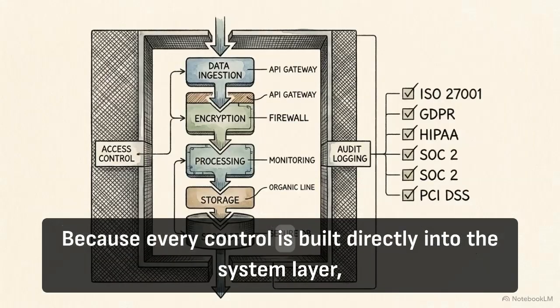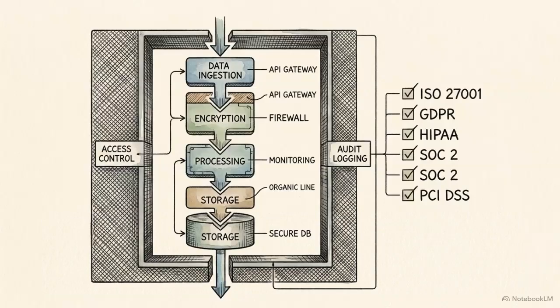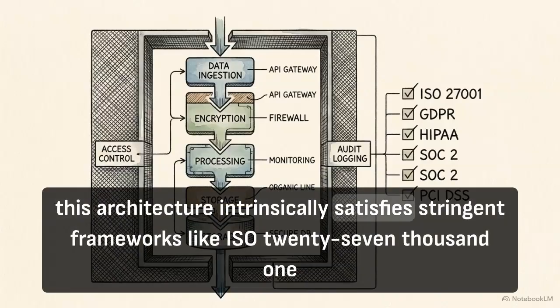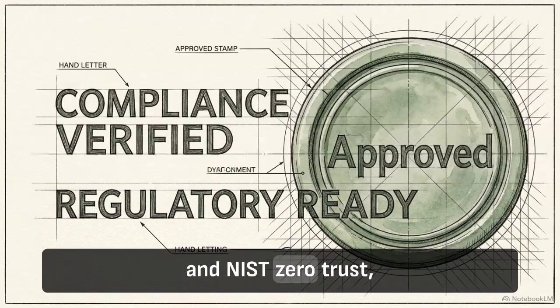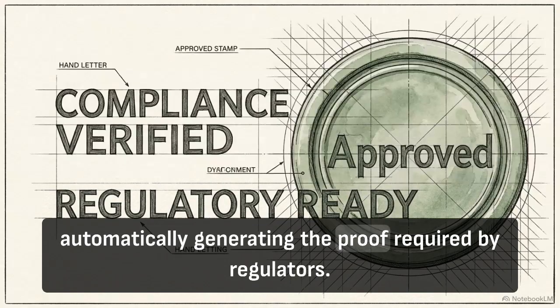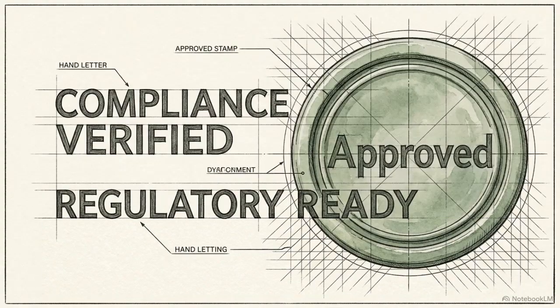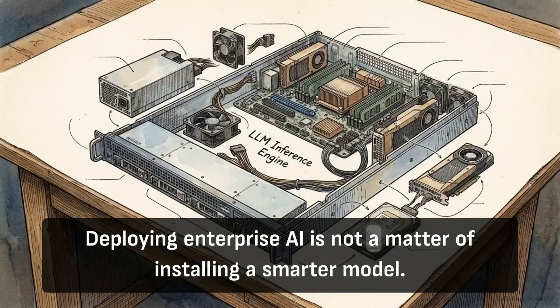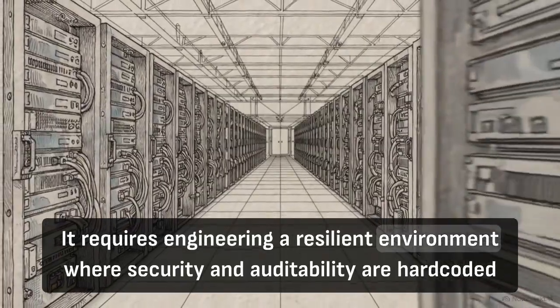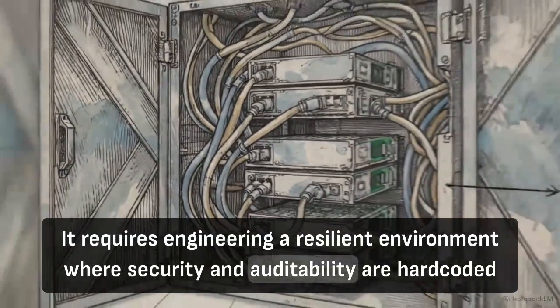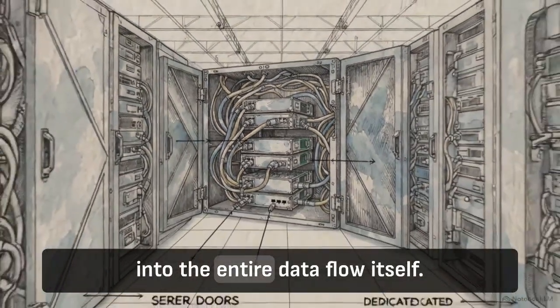Because every control is built directly into the system layer, this architecture intrinsically satisfies stringent frameworks like ISO 27001 and NIST Zero Trust, automatically generating the proof required by regulators. Deploying enterprise AI is not a matter of installing a smarter model. It requires engineering a resilient environment where security and auditability are hard-coded into the entire data flow itself.